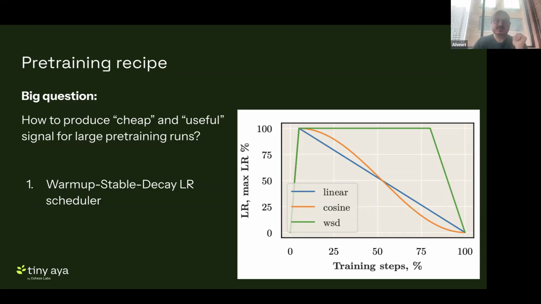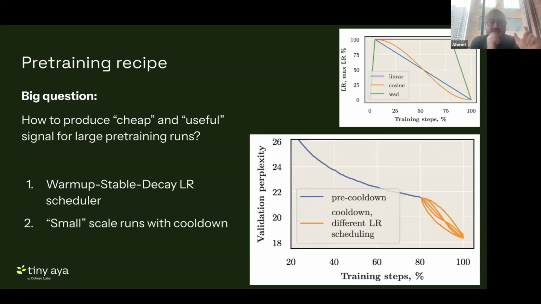But this is not enough, right? The WSD learning rate scheduler is quite interesting, because most of the gain comes at the end of the training, which is called the cooldown era. When you start decreasing the learning rate, the model learns the most. So if you only do small scale experiments in the stable line of the learning rate, you probably won't get the best signals from the pre-training experiments.